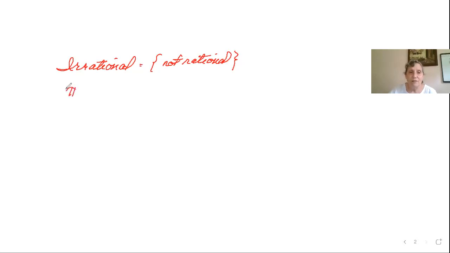Examples would be pi, or the vast majority of your radicals. The square root of 2 is irrational. The square root of 3 is irrational. Square root of 4, well, that's equal to 2, so that is a rational number. But we've got the square root of 5, square root of 6, and so on.